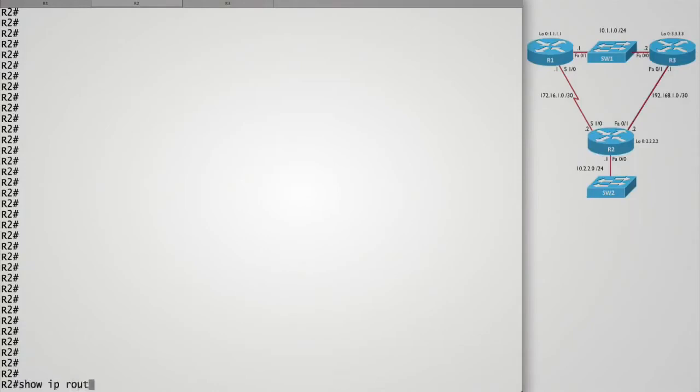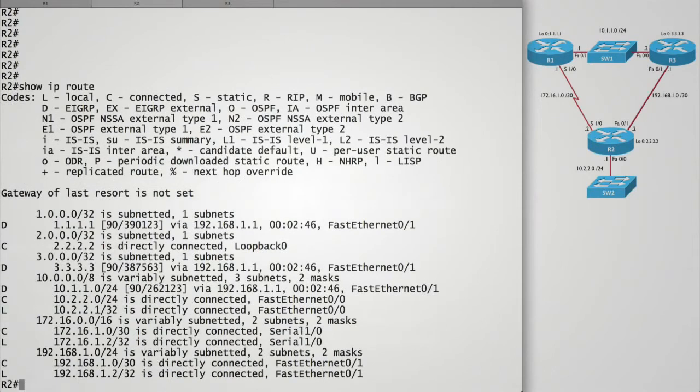Let's do a show IP route, and let's take as an example the loopback interface of router R1. We see that we just have one path to it, and it's via 192.168.1.1, which is via router R3. We're preferring to go over this link, which I've configured now as a 10 meg link, and then go over this 100 meg link instead of going over this serial link.